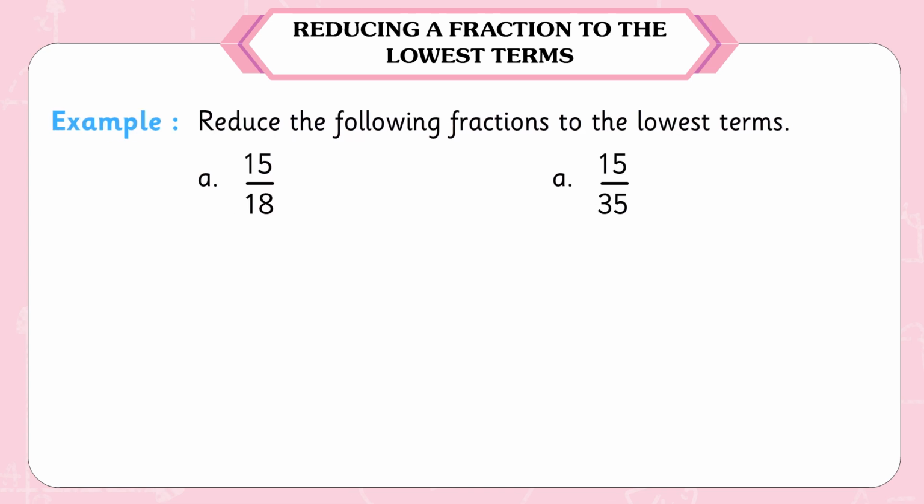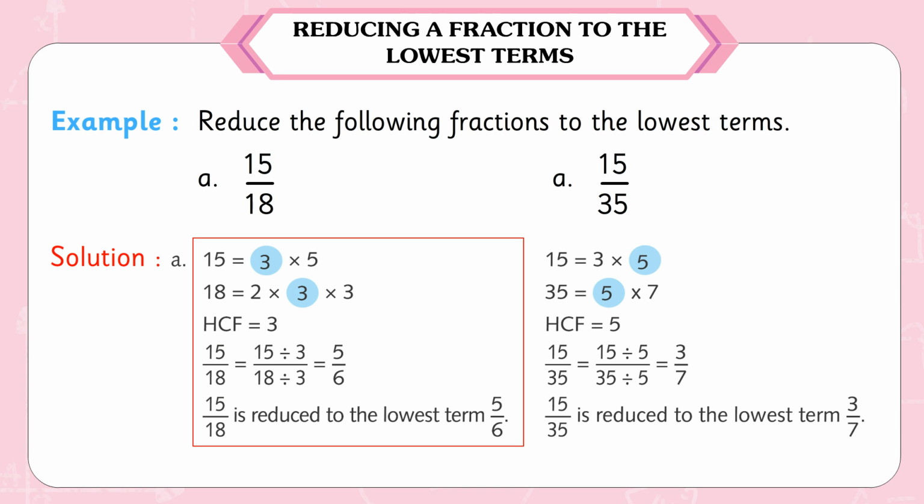Example. Reduce the following fractions to the lowest terms. A. 15 by 18. B. 15 by 35. Solution. A. 15 is equal to 3 into 5. 18 is equal to 2 into 3 into 3. HCF is equal to 3. 15 by 18 is equal to 15 divided by 3 upon 18 divided by 3, which is equal to 5 by 6. 15 by 18 is reduced to the lowest term 5 by 6.